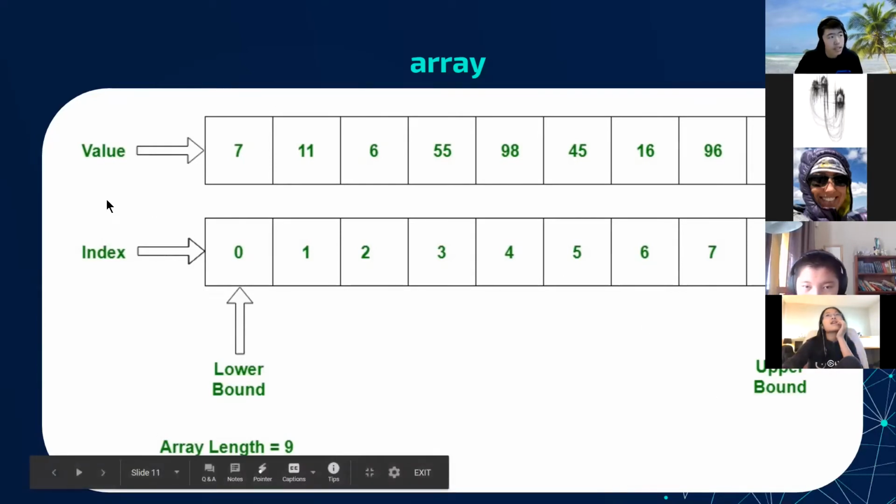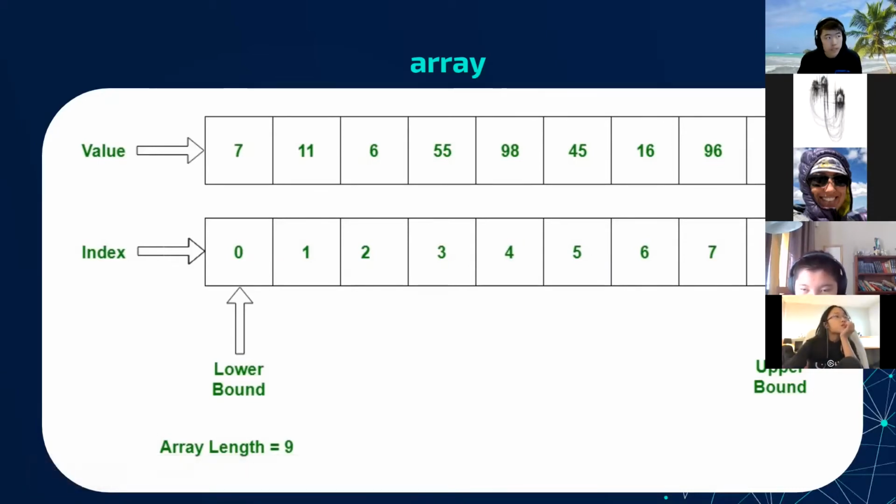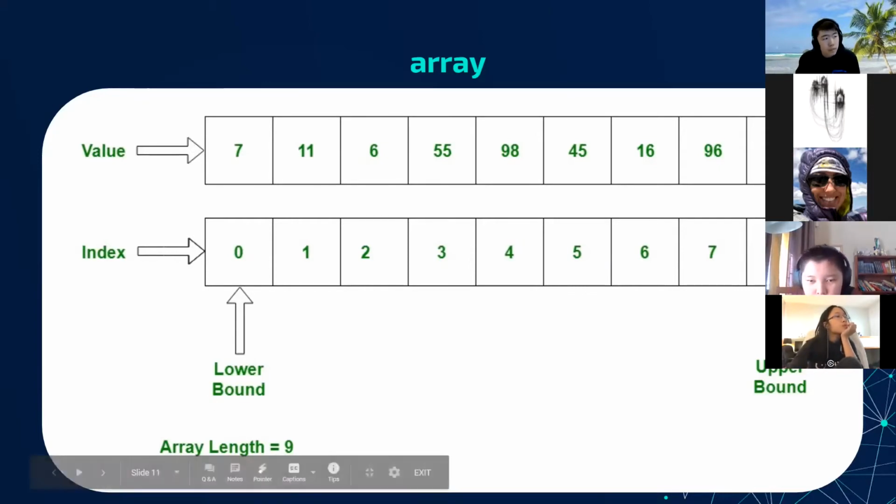All you need to know is that arrays store different values. They can store basically any value. It doesn't have to be an integer. It could be a string. It could be a boolean. It could be whatever. And then the length of an array is simply how many elements are in the array.